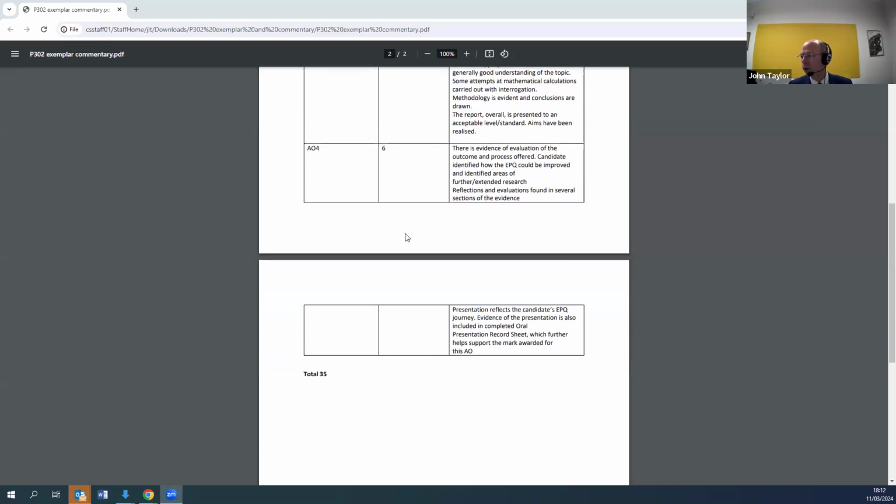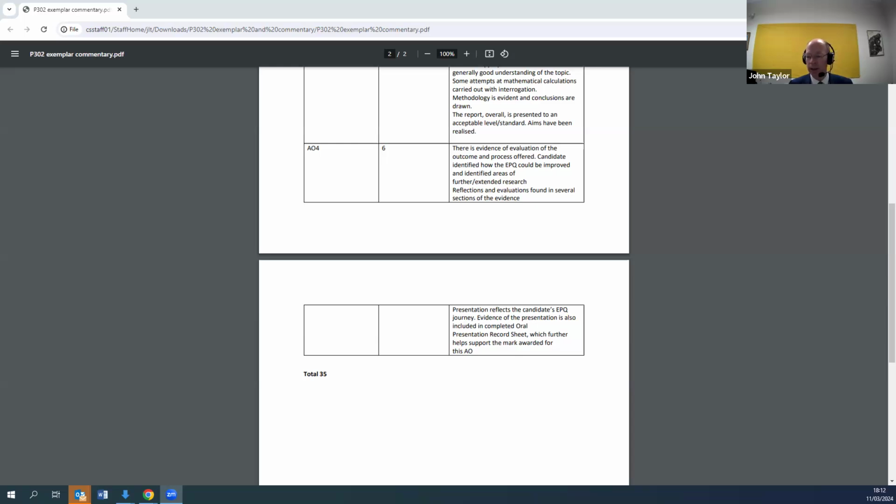And finally, AO4, again, 6 out of 9. So good mark band 2 work, supporting what I think the teacher assessor had said here, some evidence of evaluation, and the oral presentation fitted into top of mark band 2. So a nice project with some features that show good development, but scope in that one for further work.